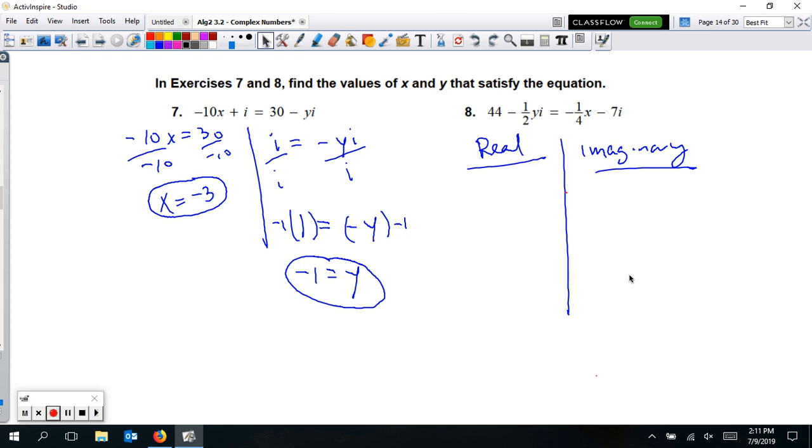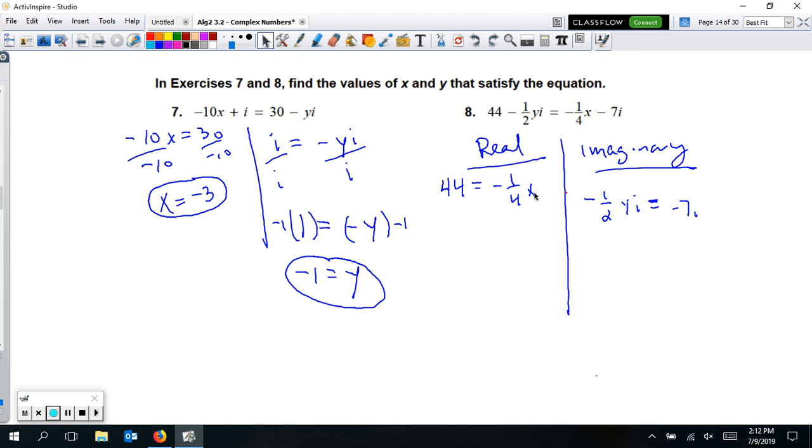Okay, so hopefully you got an answer for x on this side, you got an answer for y on this side. So our equation first is going to be the real number 44 is equal to the real part here with the x, -1/4 x. So that's your first equation for the real. The imaginary is the one that's going to have the i's with it, right? So this is a -1/2 yi. That part is equal to the -7i over there. So there's your other equation. So once you have these two equations, you're just going to solve for the variables.